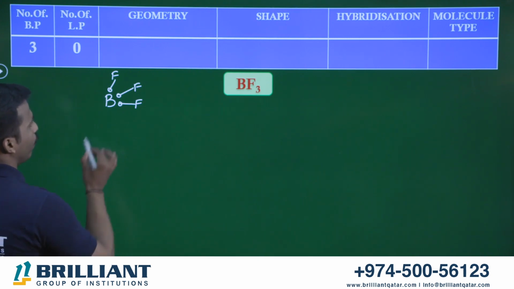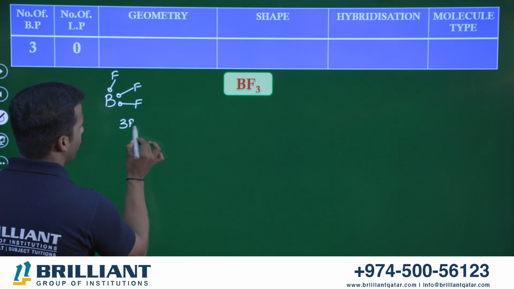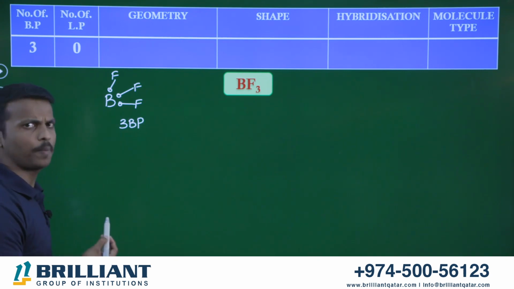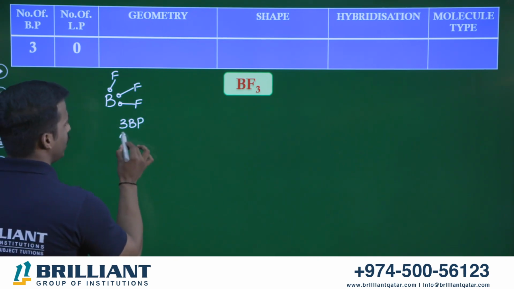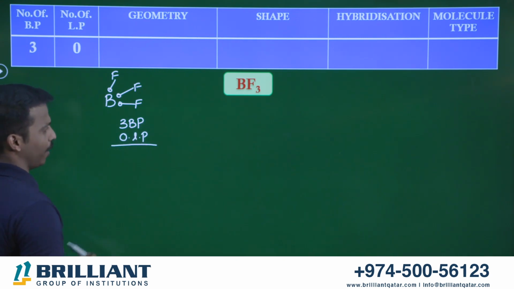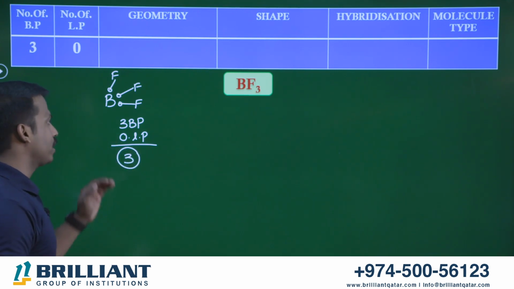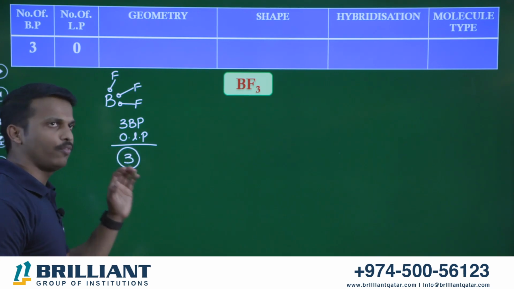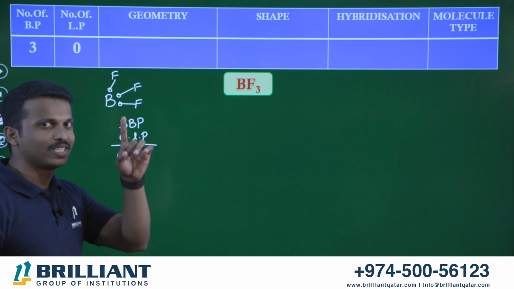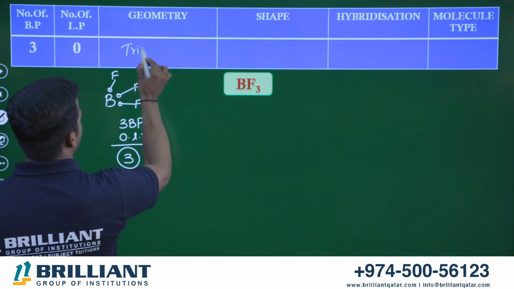Can you see how many bond pairs are there on boron? There are 3 bond pairs. Can you see any lone pair on boron? No, 0 lone pairs. So 3 bond pairs, 0 lone pairs. Take the sum, 3 plus 0 is equal to 3. If the sum of bond pairs and lone pairs is 3, what is the geometry we studied? Trigonal planar.